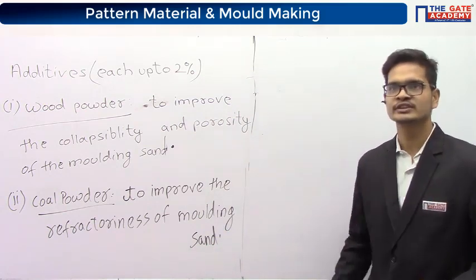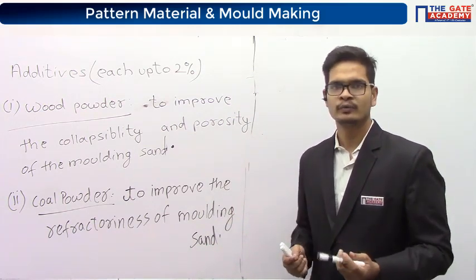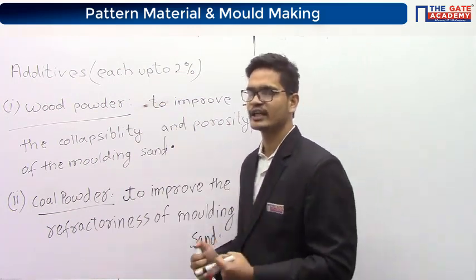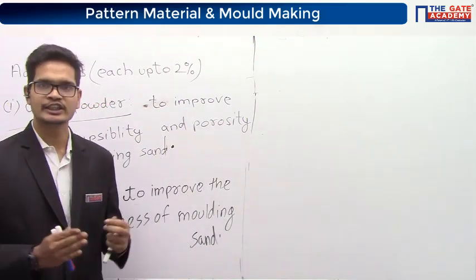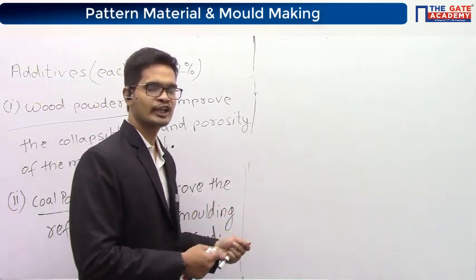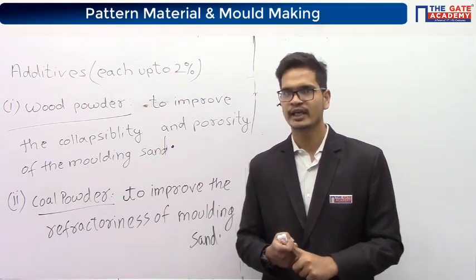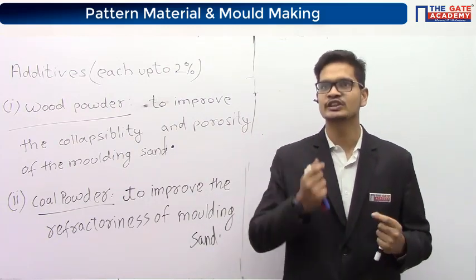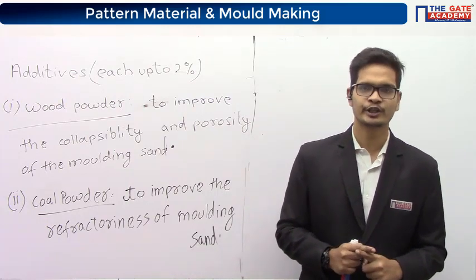Now, what is refractoriness? Refractoriness is the property to maintain the properties at high temperature. To retain the strength at high temperature is called refractoriness. See, initially the mold will be at room temperature. But when you pour the molten metal inside the mold, its temperature will increase. Right? And because of increase in temperature, its strength may reduce. So we don't want that strength to reduce.